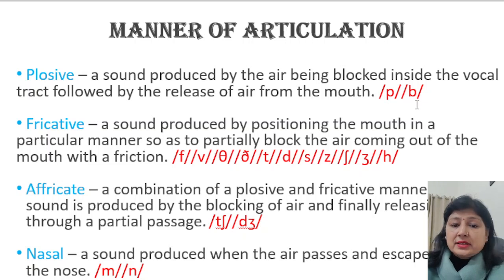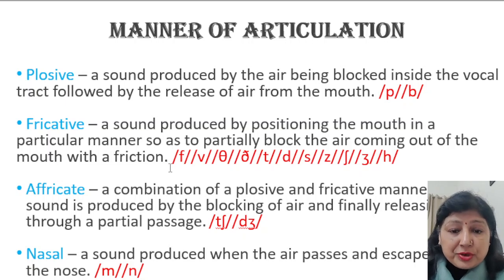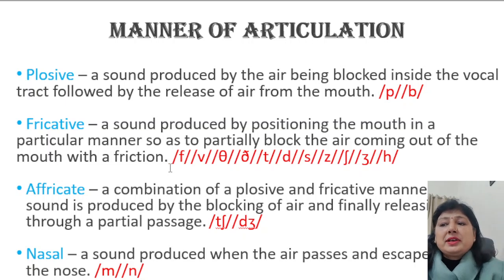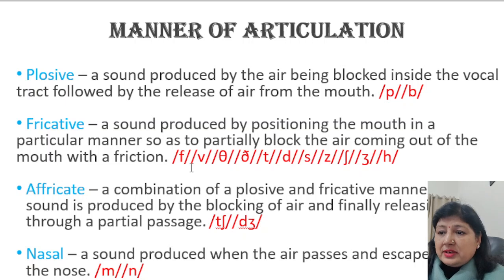The second one is fricatives. These fricatives are the sounds which are produced by positioning the mouth in a particular manner, so that it is partially blocked and the air comes out of the mouth with friction, as in the sounds like f, v, th, s, z, sh, h.